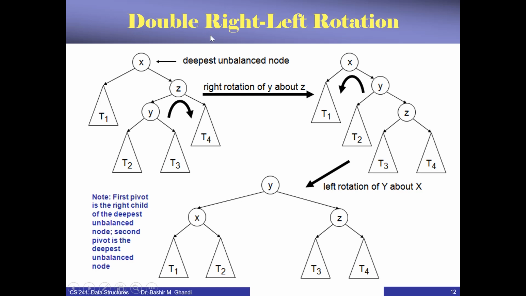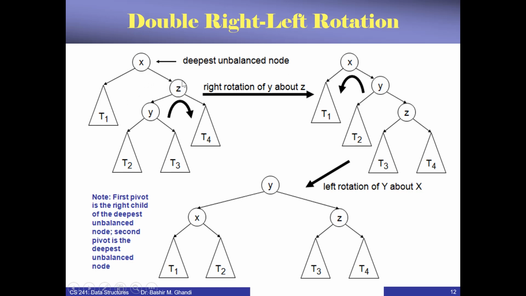Now this first rotation, the right one, is not done on the node itself. It is done on the right child. And then finally, the left rotation is done on the node itself. So let us see what happens here.